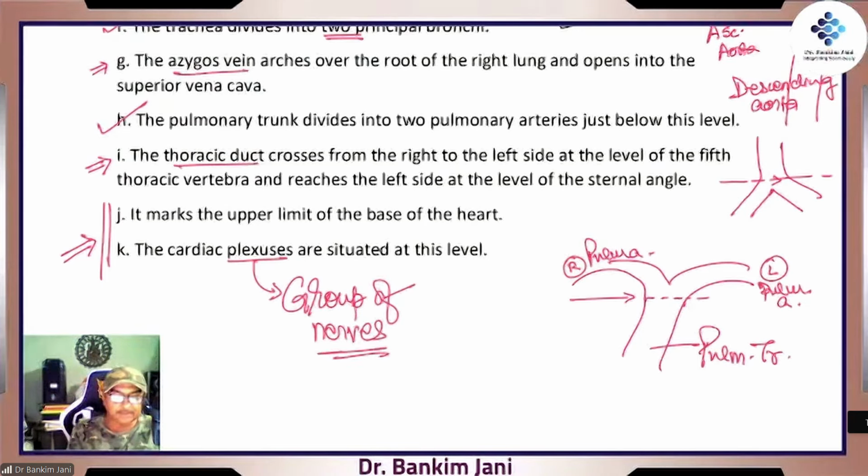When this group of nerves is near the heart, we call it cardiac plexus. Similarly, when it is near the sacrum, we will be calling it sacral plexus. There are several plexuses. These groups of nerves are defined for specific purposes. So that's what we see in the entire body.